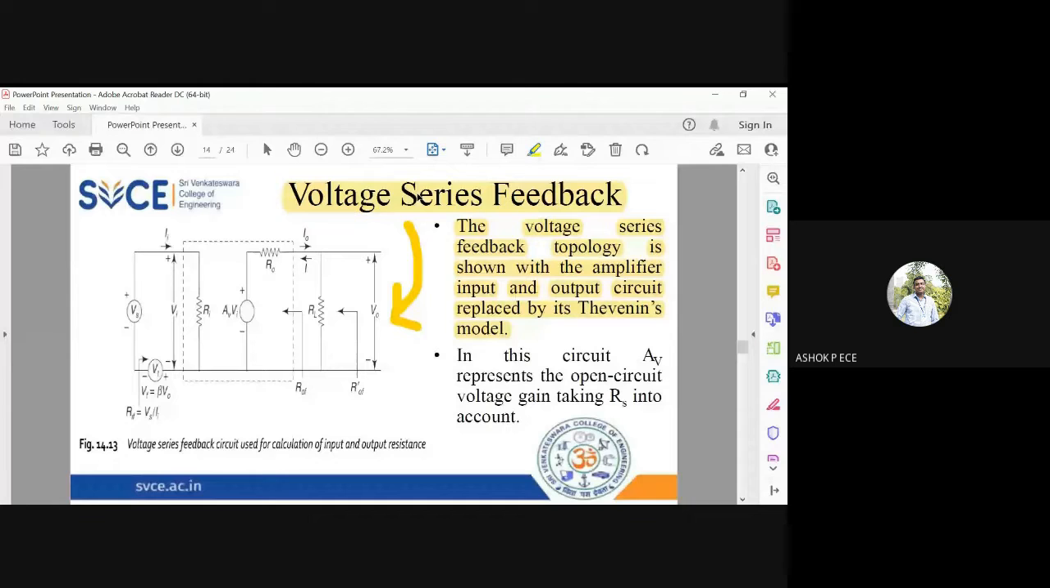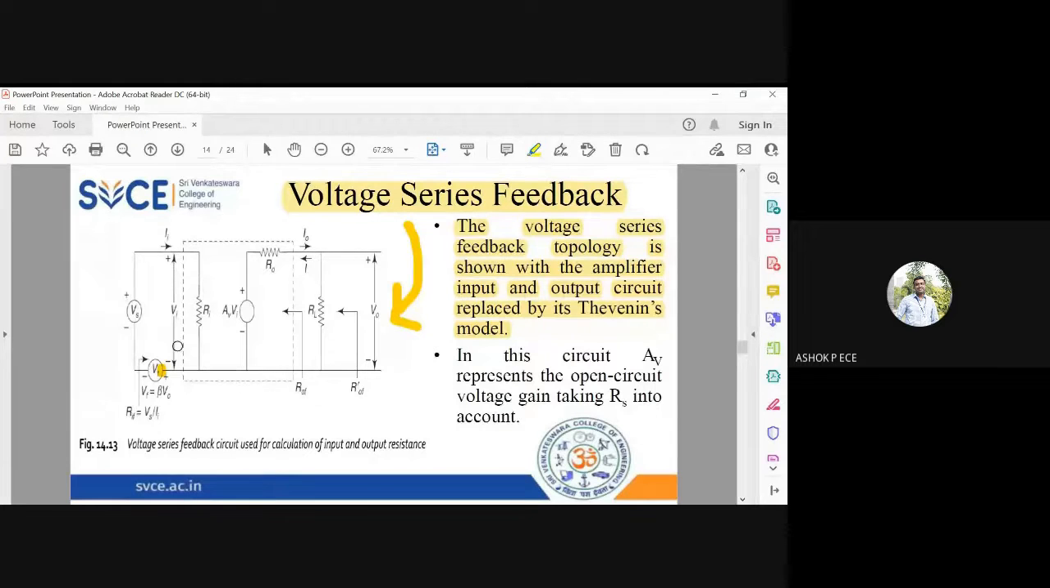And since it is series mixing, voltage will get added in the series side at the input side. You know, in series mixing, voltage is additive, current is the same. So I am mixing the feedback voltage along with the input signal. Okay, so the input resistance Ri.